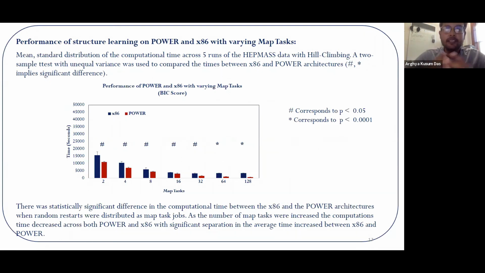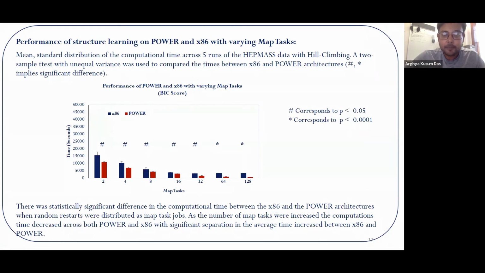Thanks. So this is the performance for our parallelized workload, where we have used a Hadoop wrapper. We collected the computational time across 5 runs of HEPMASS data with hill climbing, and we did a 2 sample t-test with unequal variance, as you can see in the slide. And as you can see, for the first 2 places, there is a significant difference between the performance of Power and x86.